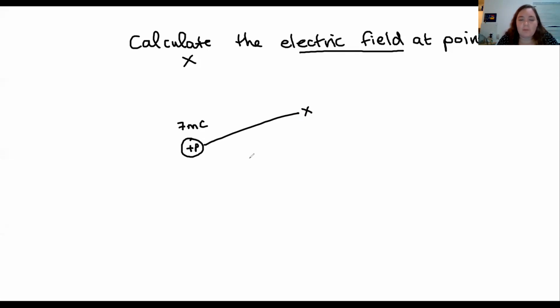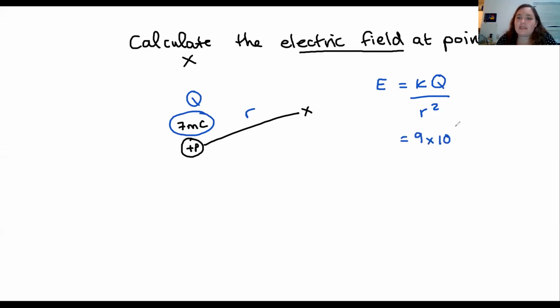point X. Now, because we've been given the charge creating the field and the distance away, we should use the equation that electric field strength is equal to KQ over R squared. That would be our choice of equation because of what we've got. Our value of K is 9 times 10 to the 9. The value of Q is 7 millicoulombs. Please don't forget that milli is times 10 to the negative 3. Getting confused between what your units are is one of the biggest places where people have an issue.